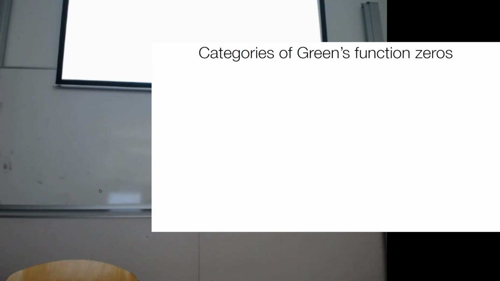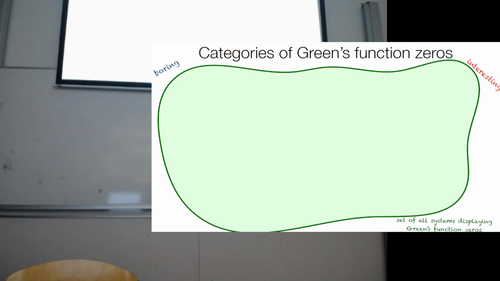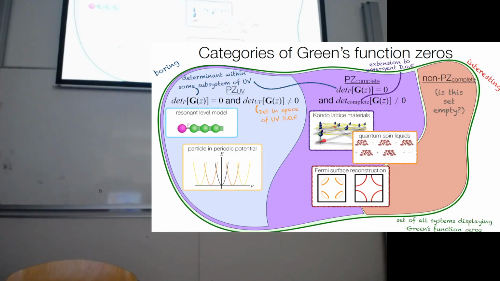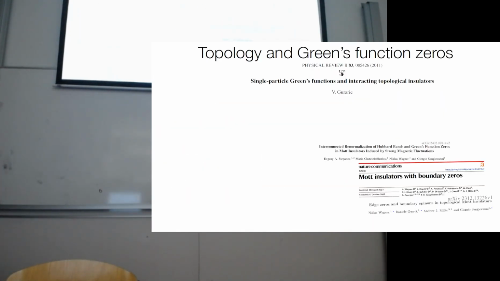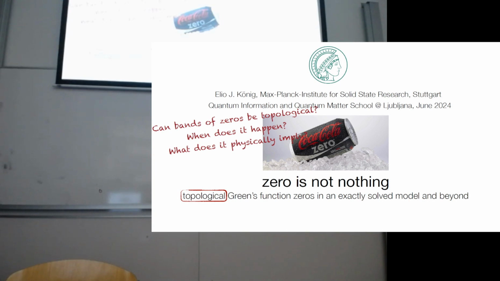This part here is an attempt to categorize when I believe that these Green's function zeros are interesting, and when they're not. I propose to do the following. I go to the main part of the talk, and if afterwards you think, what the hell are these Green's function zeros, we come back to these slides. So there we go, sorry.